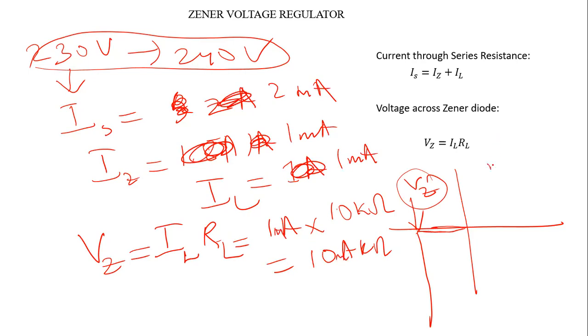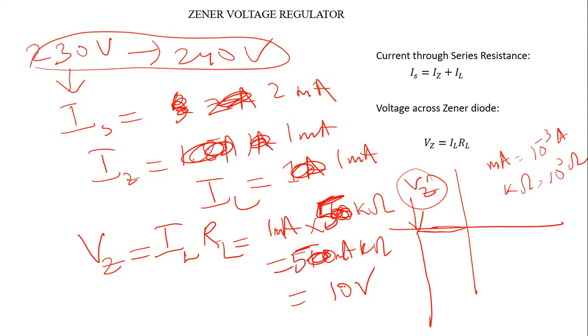Milliampere means 10 to the power minus 3 ampere. Kilo ohm means 10 to the power 3 ohm. So if you multiply these two, this will result in 10 volt. Or in fact, let me use 5 kilo ohm. If I use a 5 kilo ohm resistance, this will result in 5 volt. So the voltage appearing across the Zener diode and across your load resistance, which is IL into RL, will be 5 volt.